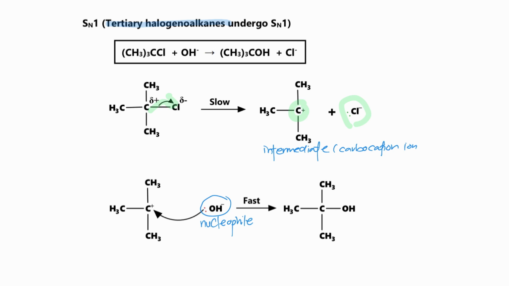So the very first step of the reaction will be bond breaking. And the second step of the reaction will be bond forming. So therefore, bond breaking is harder than bond forming. So the first step will be a slow step, and the second step will be a fast step. So this is SN1 for tertiary halogenoalkane.